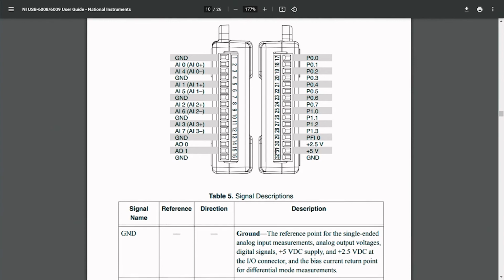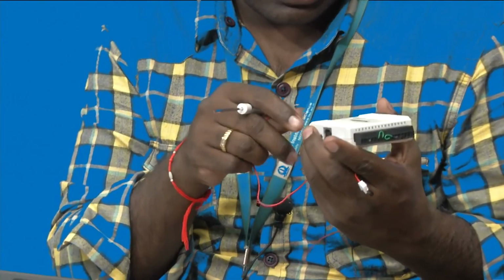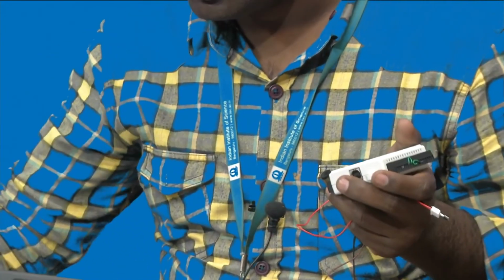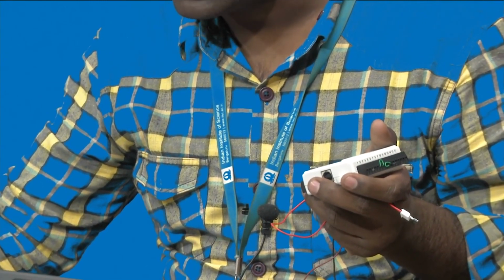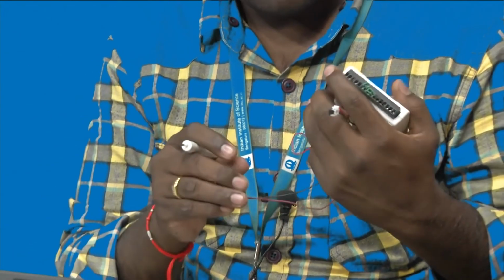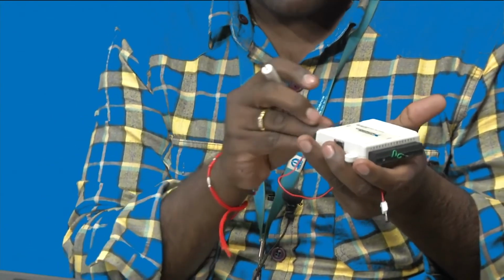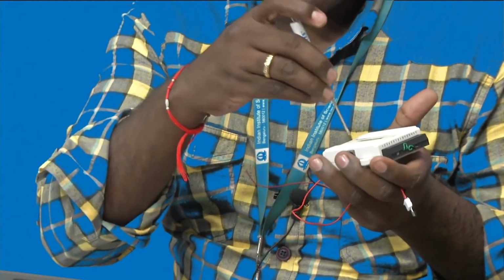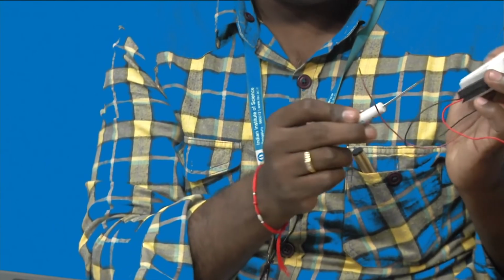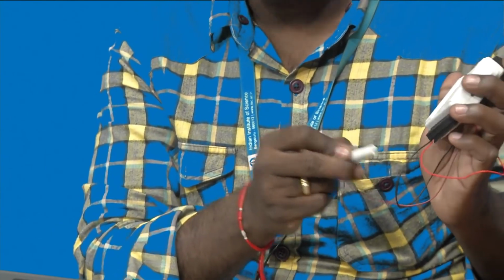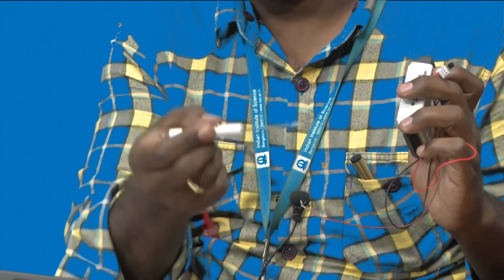What I will do, I will do the connections and show you the way that I have connected it. Pin 31 can be used as 5 volts. The red wire will be connected to 31. Then all grounds are internally shorted, so any of the grounds we can connect. I will be connecting it to the 32nd pin. The ground is the black wire. So once I power this device using a USB cable, it produces an output of 5 volts. The 5 volts is enough for the LM35 to operate.